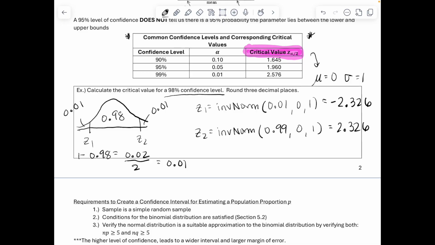And so we get two values that are identical except one is positive and one is negative, again because of that symmetry. But the positive one is going to be our critical value. And so this is what we would have as our critical value for a 98% confidence level.